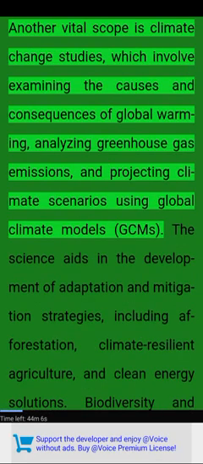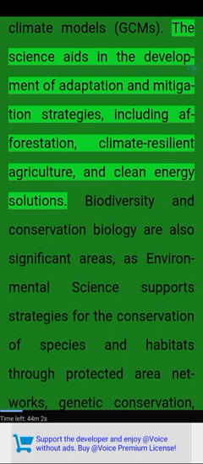Another vital scope is climate change studies, which involve examining the causes and consequences of global warming, analyzing greenhouse gas emissions, and projecting climate scenarios using global climate models (GCMs). The science aids in the development of adaptation and mitigation strategies, including afforestation, climate-resilient agriculture, and clean energy solutions.